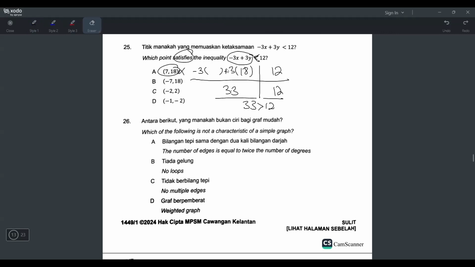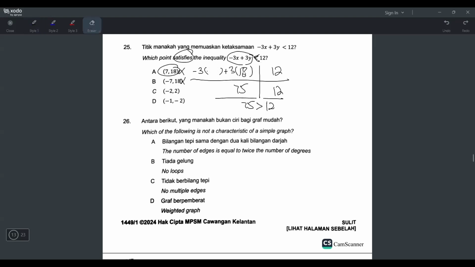Then I continue. I repeat the same step, but this time with B lah. So now B is negative 7 for my x. Y is 18. So press calculator. 21 plus 3 times 18. Okay, I end up with 75. 75 and 12. 75 is bigger than 12 or smaller than 12? Bigger also. So when you sub this point inside, you end up with the left side bigger than the right side. So that means it doesn't satisfy this because the left side has to be smaller. So this is wrong.